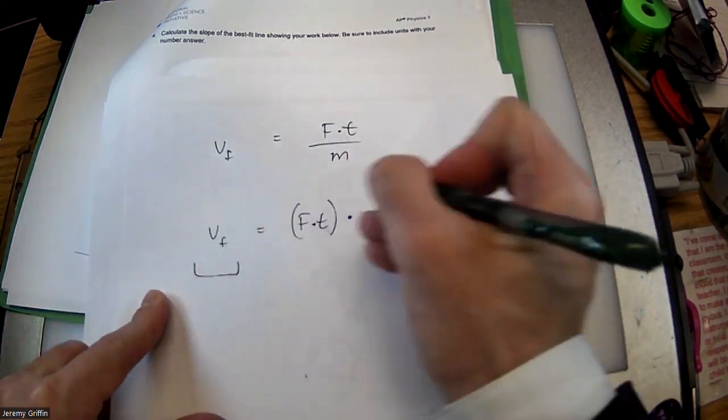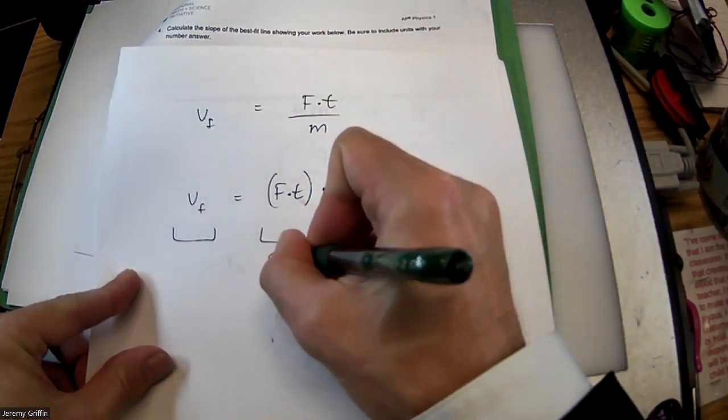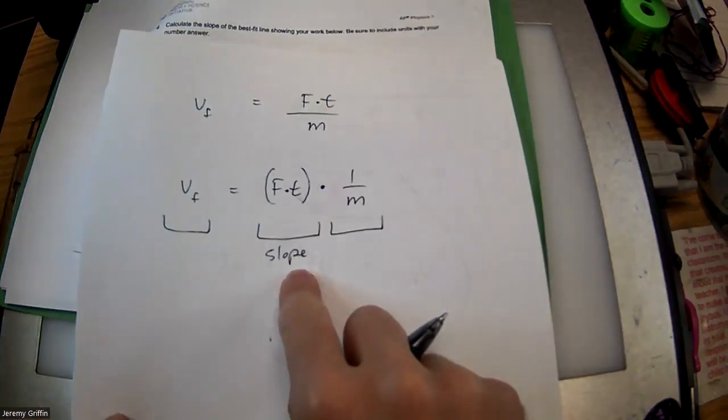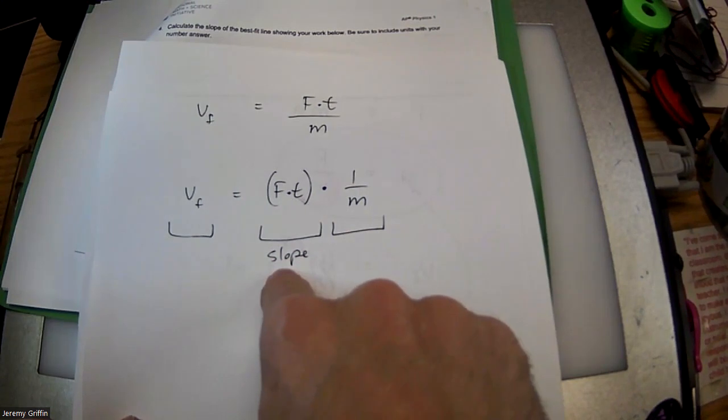Here's your y-axis. Here's your x-axis. And here's the slope of the line, right? The slope. Okay. So they got 10 kilogram meter per second. That's also called 10 Newton seconds. So either one of those would work. Okay.